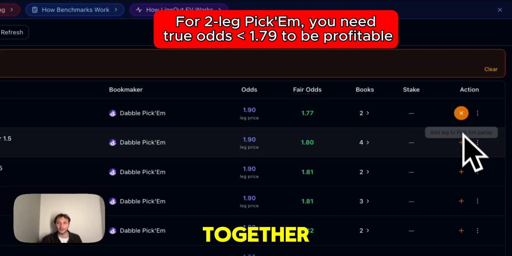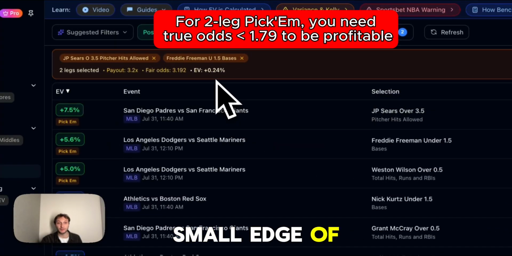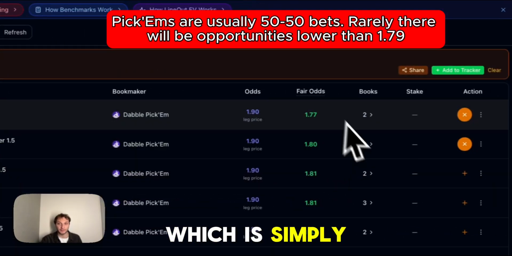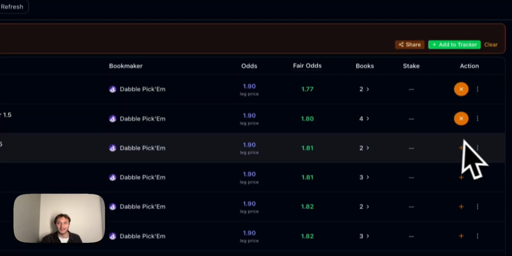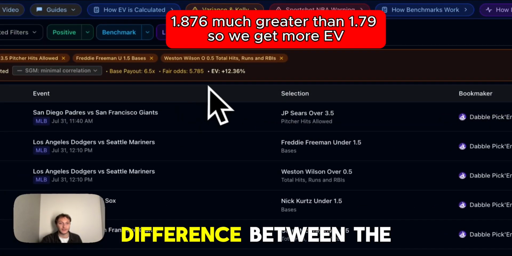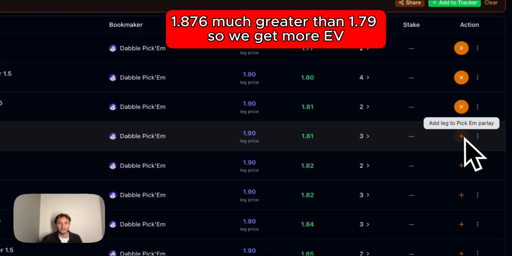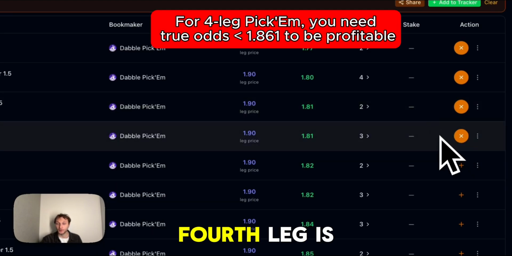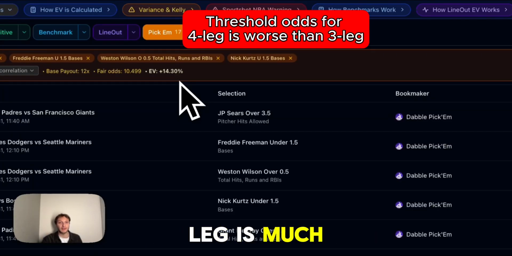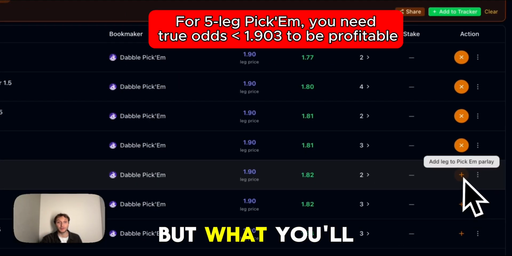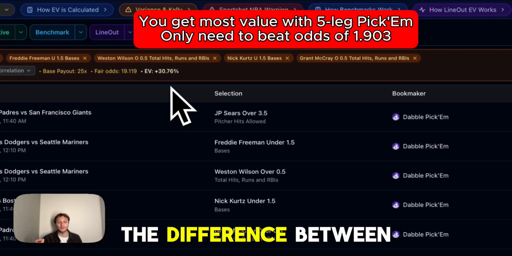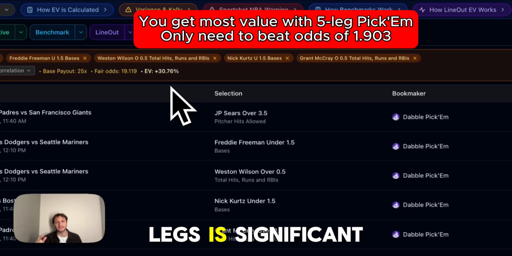If we play these first two together, you'll see we have a very small edge of 0.24, because the payout is 3.2 and our fair odds are 3.12, which is simply the multiplication of our two fair odds. As you add more legs in, you can see the EV will increase because the difference between the base payout and the fair odds increases. What you'll see between the third leg and the fourth leg is you don't get a big EV bump because the threshold odds for the fourth leg is much lower than the three legs. But what you'll see when you add a fifth leg in is you get a really good bump in EV because the difference between the 5 legs and the 4 legs is significant.